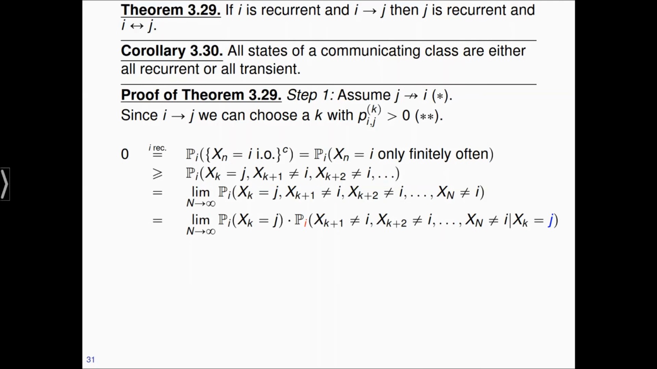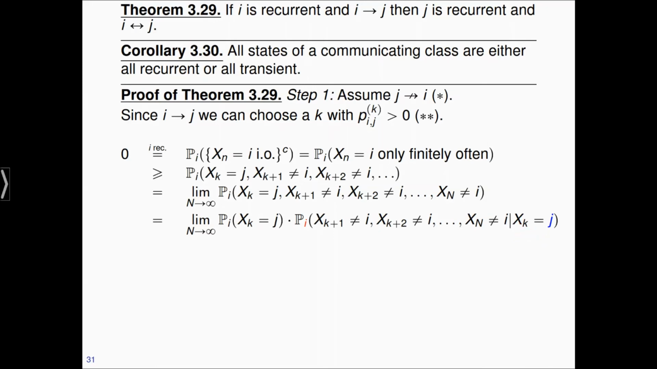The next step is to introduce a conditioning. So I'm going to condition on X_k being equal to J. If I do that, I should put an "and" here, then it would be the same as the line on top. But I'm putting a conditioning here, and it means that I'm dividing by the probability that X_k equals J, and I have to multiply by this probability in order to not make any mistake.